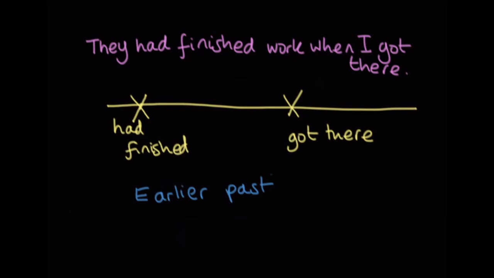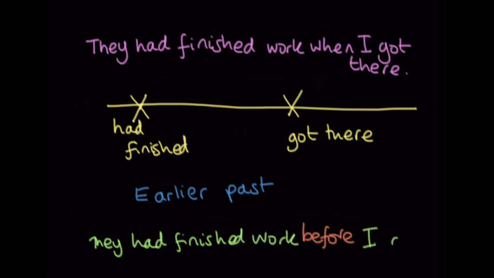However, you can make it clearer by using a different conjunction to show the order of events. Here we use when, whereas you could say they had finished work before I got there, and this actually adds clarity to the order of events. Okay, so now it's your turn.